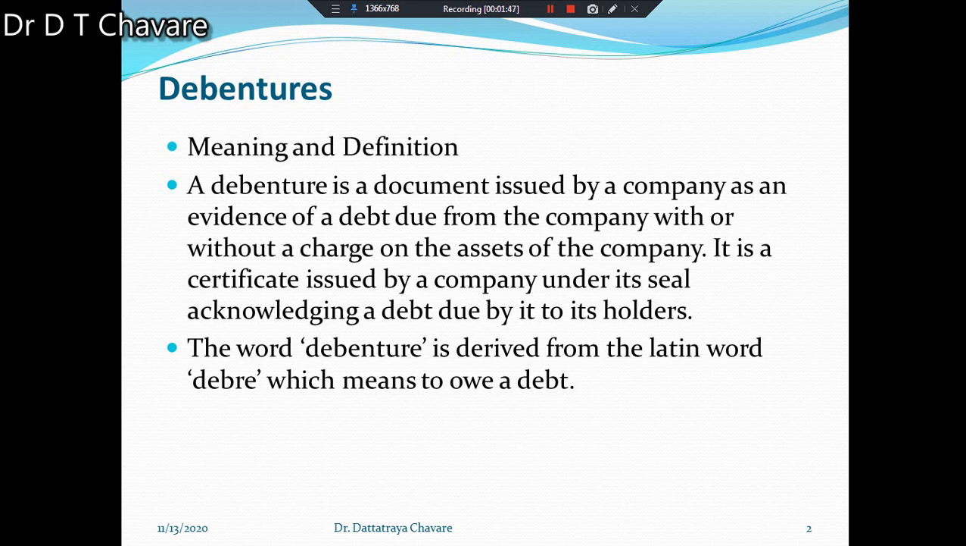The word debenture, try to understand. The word debenture is derived from the Latin word debere, or debre, which means to owe a debt. What is the meaning? To owe a debt.